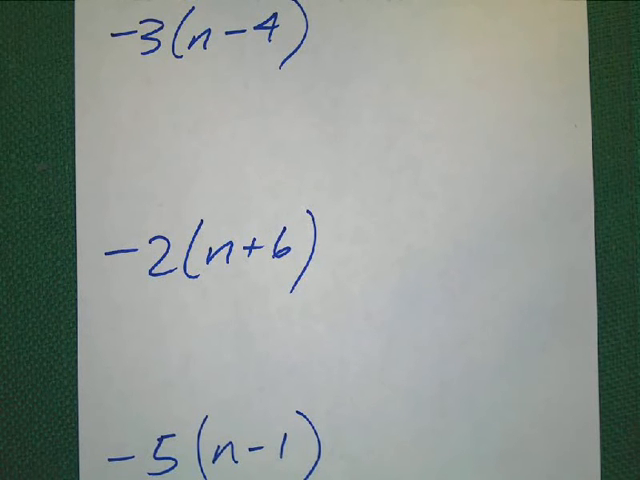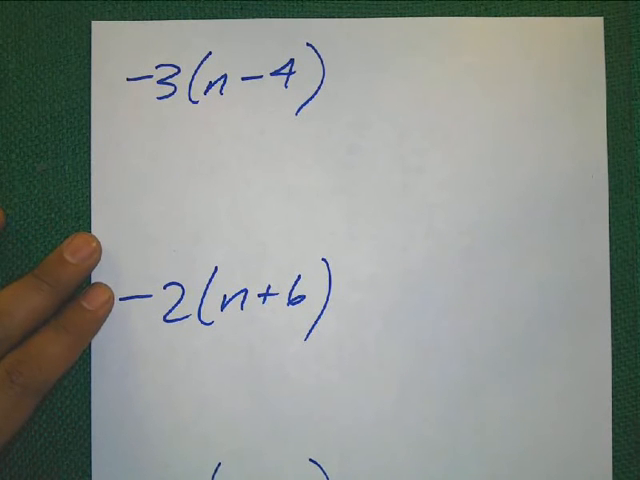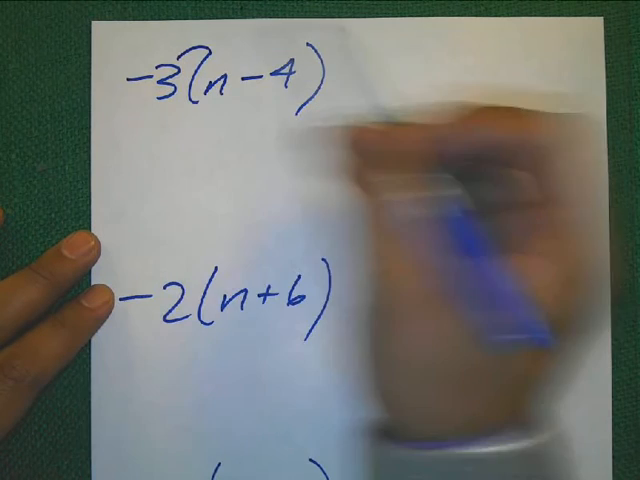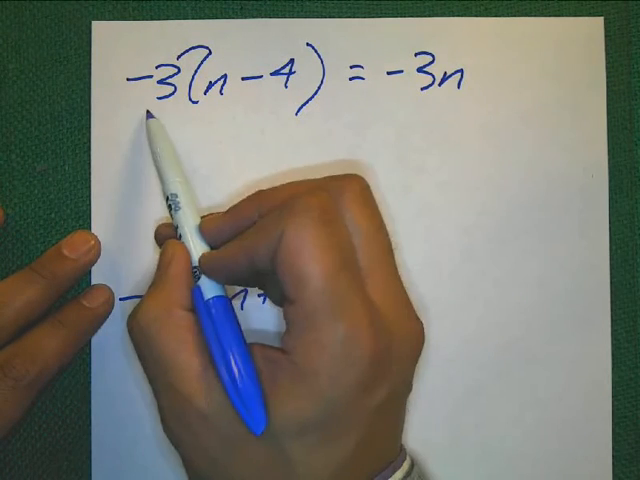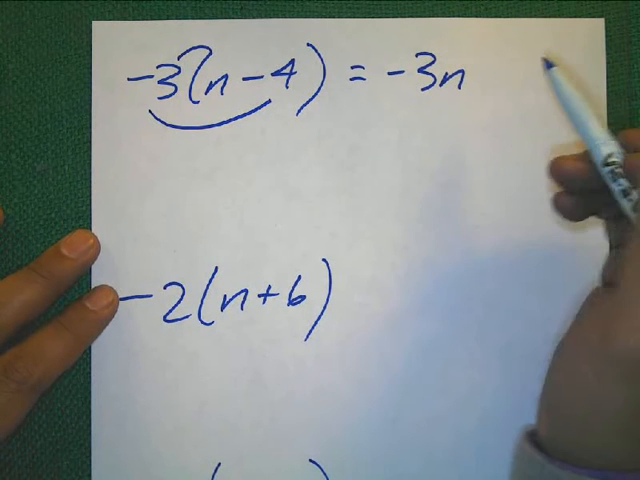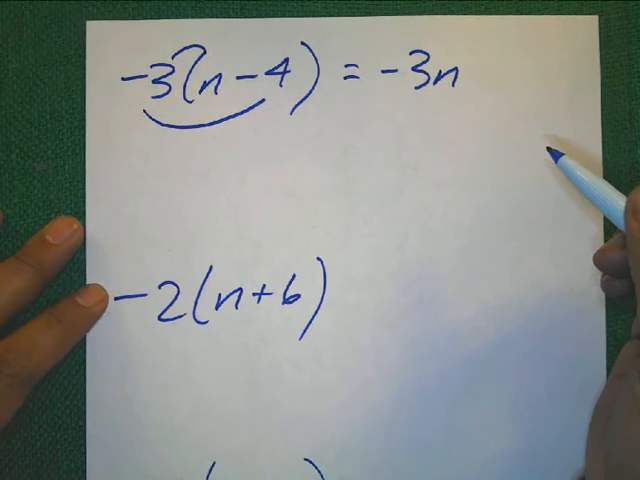Okay, so by now you've unpaused the video and you are waiting for the answers. So let's go ahead and do these together. Negative 3 times the quantity n minus 4 is negative 3 times n, which is negative 3n. Negative 3 times negative 4.